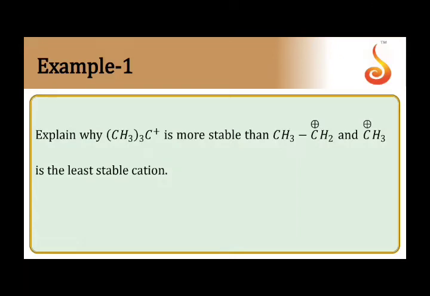Example 1. Explain why (CH3)3C+ is more stable than CH3CH2+, and CH3+ is the least stable cation. These are all carbocations.